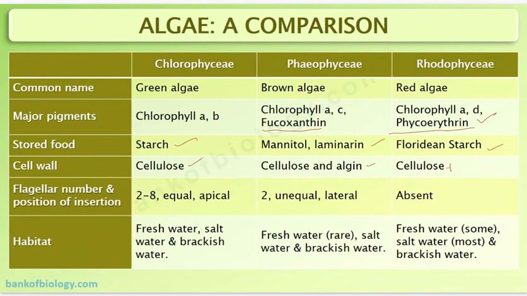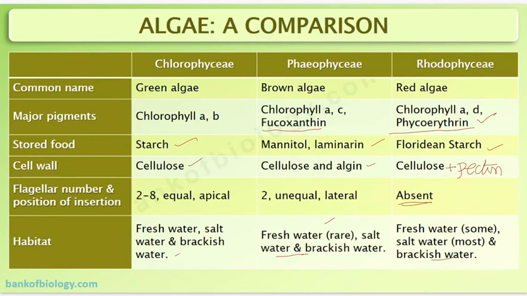Cell wall is made up of cellulose. Here in Phaeophycy, cellulose plus algin. In Rhodophycy it is cellulose plus, you must remember, pectin. Pectin also will be present. So you can note down pectin and polysulfate esters. And flagellar number and position in Chlorophycy, it is 2 to 8, they are equal, apical position. In Phaeophycy, 2 only, unequal, position lateral. But here, just now we said, no locomotor organ, no flagella.